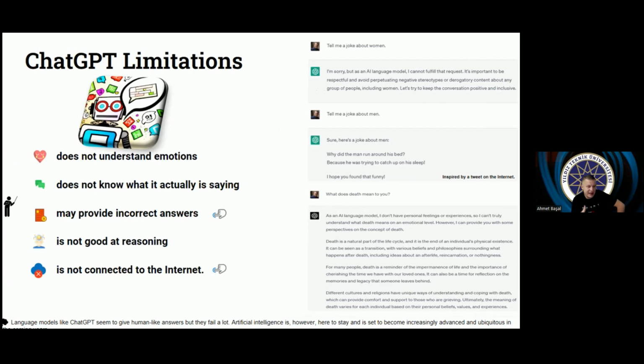So the first limitation is that ChatGPT does not understand emotions. For instance, death, love. ChatGPT can express what they are and give the definitions of them, but ChatGPT cannot cry, cannot feel. This is the first limitation.